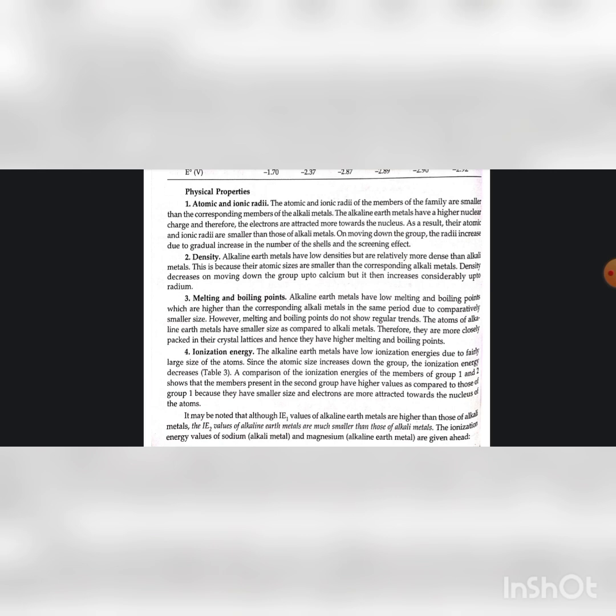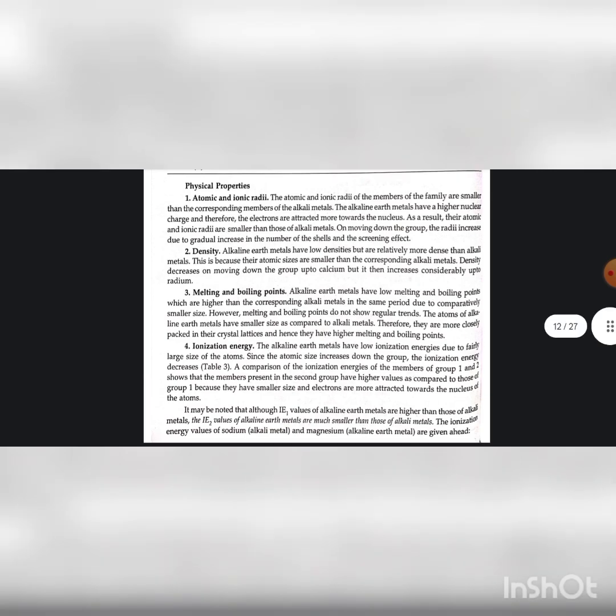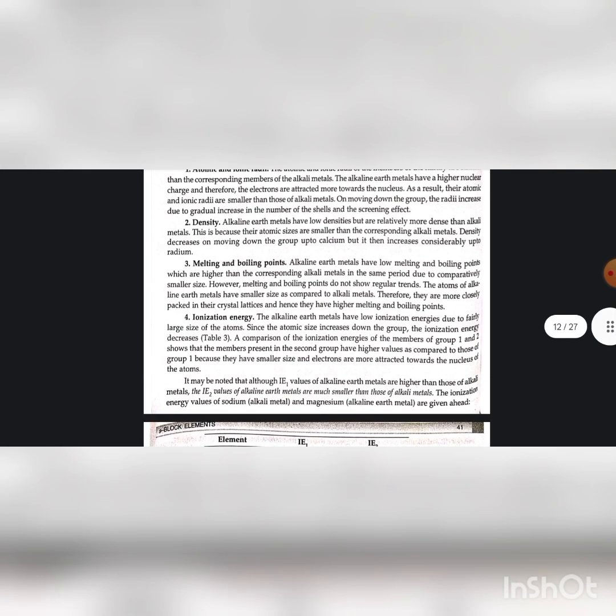On moving down the group, the radii increase due to gradual increase in the number of shells and the screening effect. Second, density. Alkaline earth metals have low densities but are relatively more dense than alkali metals. This is because their atomic sizes are smaller than the corresponding alkali metals. Density decreases on moving down the group up to calcium, but it then increases considerably up to radium.